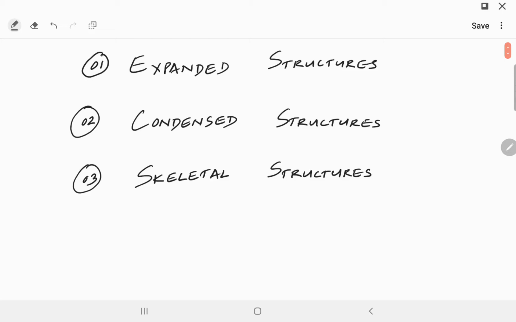As organic chemistry students, it is very important that you know how to draw organic molecules using any of these three methods, so that you can understand organic chemistry. So let's first talk about the simplest type of structures, called expanded structures.